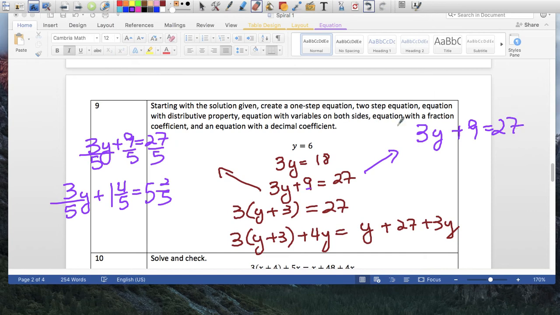So I'm going to divide everybody by 10. Every single term in here I'm going to divide by 10. If I divide everything by 10, 3 divided by 10, I'm going to get 0.3. I move the decimal 1 to the left. y plus 0.9, and the 27 becomes 2.7. So I just created an equation with decimals. And I'm asking you for an equation with decimals where the coefficient here is a decimal. Okay.